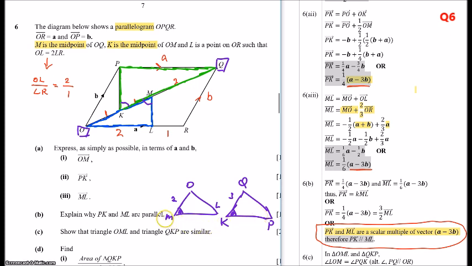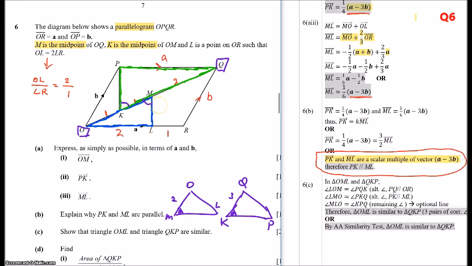So I look at ML. ML is where? ML is here, versus KP. KP is where? KP is KP. So do I have the ratio of this one and this one? Okay, looks like I don't have, so no choice. Let's try for another angle.